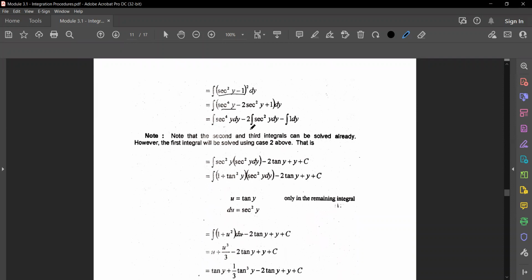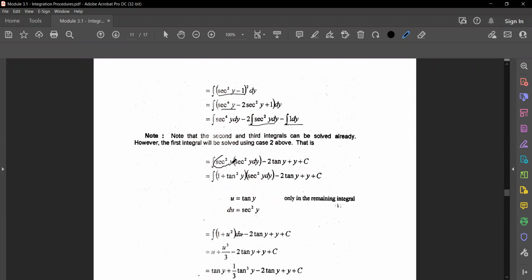Ito pala. Second and third. Ito kasi, second fourth siya. Diba? So meaning we can expand this one. Okay. So the first integral, pwede natin siya ma-solve using the case number 2, wherein factor out natin yung secant y dito, or the secant squared y multiplied by secant squared y dy.